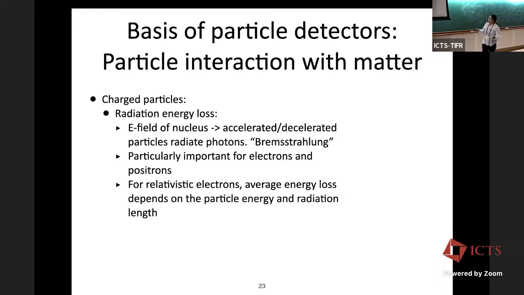So the energy loss for the electron depends on the so-called radiation length. This is a parameter that is different for the different materials you are using.